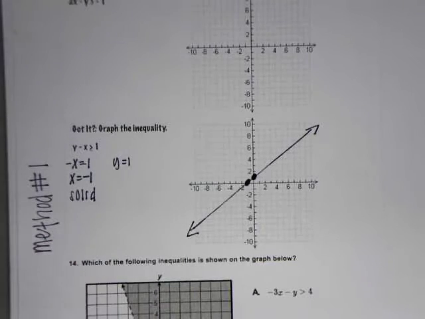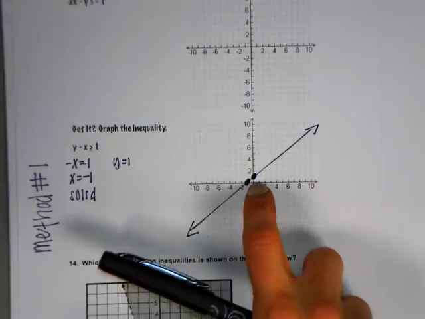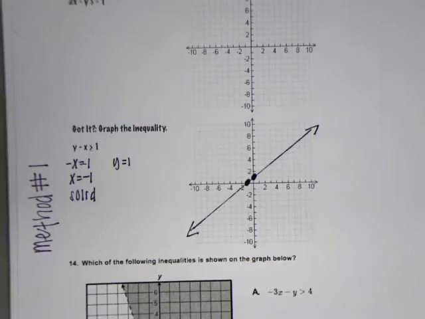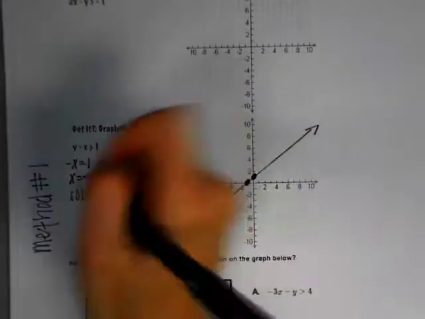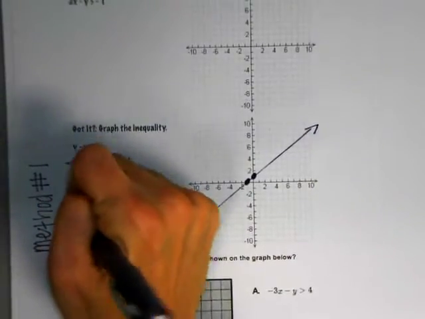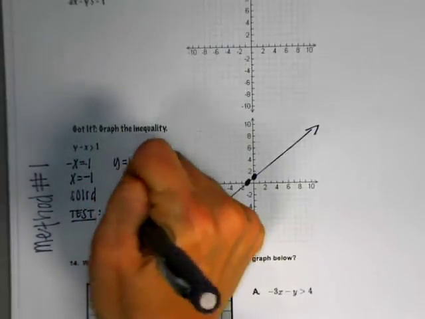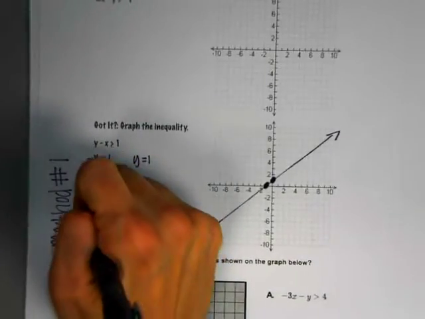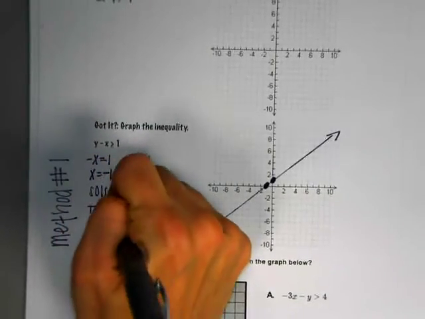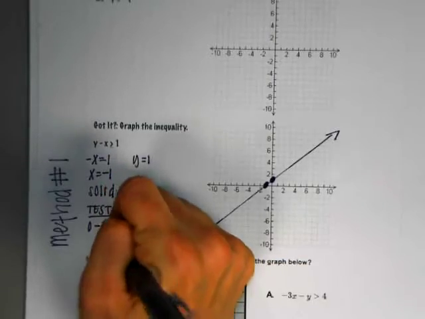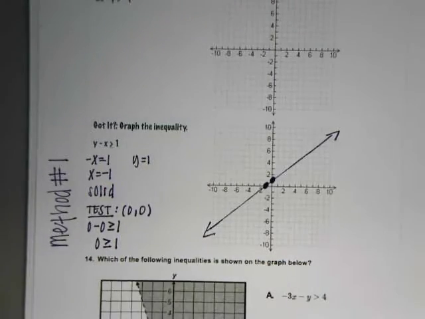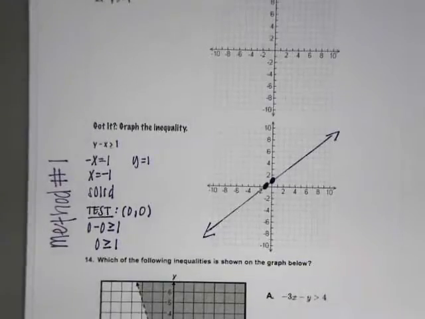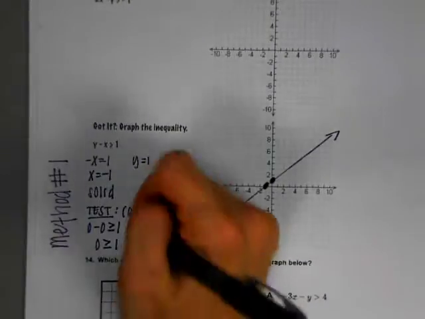Oh. Okay. So then to figure out what side of the line to shade, we're going to just pick a point and test it. Usually 0, 0 is the one we pick, unless the line goes through 0, 0, then you pick a different one. But if you can, just pick that one. So plug in 0 for the x and 0 for the y. So 0 minus 0 is greater than or equal to 1. 0 is greater than or equal to 1. Is that a solution or not a solution? Yes or no? Not a solution, right?